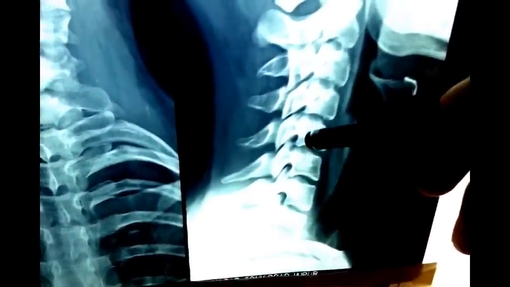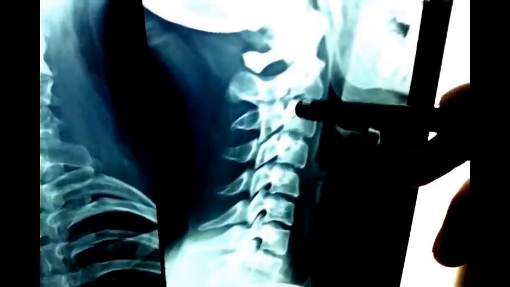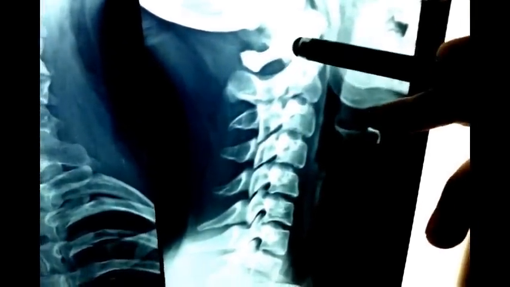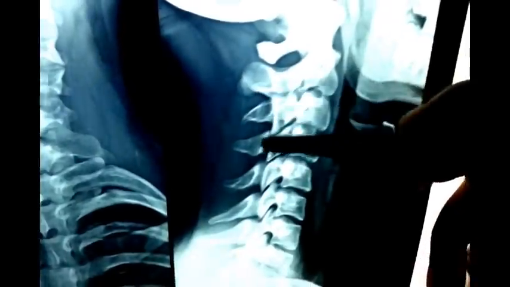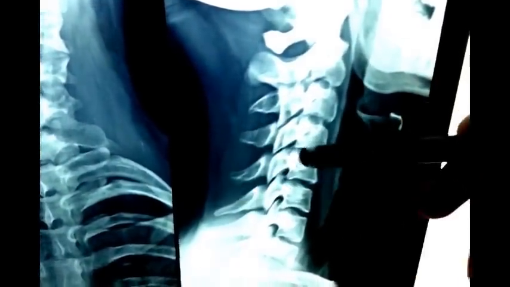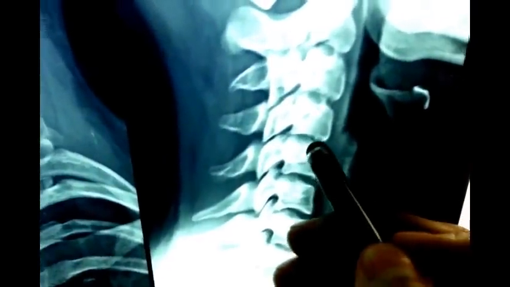Now this is C1, C7, C6, C5, C4, C3, C2, C1. The first is called atlas, and this is axis. And these are spinous processes. This is zygapophyseal joint. Here you can see, and this is intervertebral disc.